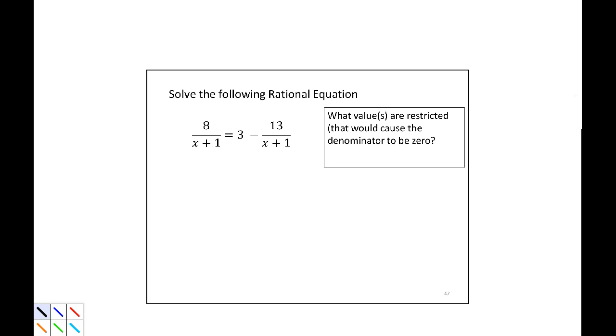All right, for our next example, we don't need to factor anything. So we can move on to variable restrictions. What would cause the denominator to be 0? And we should have x is not equal to negative 1. Now we can move on to our least common denominator. Now the only denominator we have is x plus 1. We have two of those, but we'll multiply by x plus 1 on both sides. Every term.